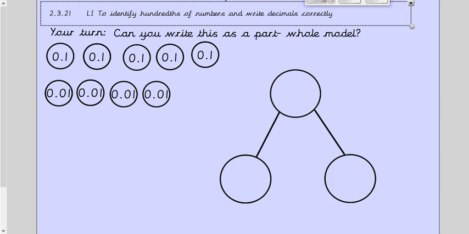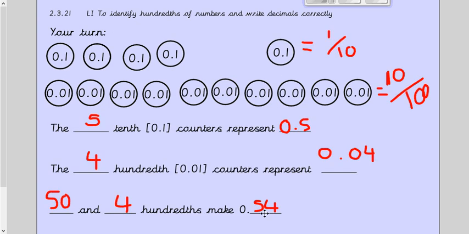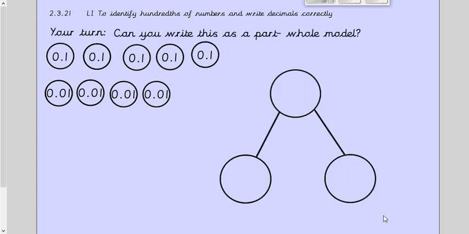So now can you have a go at writing that number that you've just looked at as a part whole model? So the value is 0.54. How would you write it as a part whole model? Pause the video and have a go.